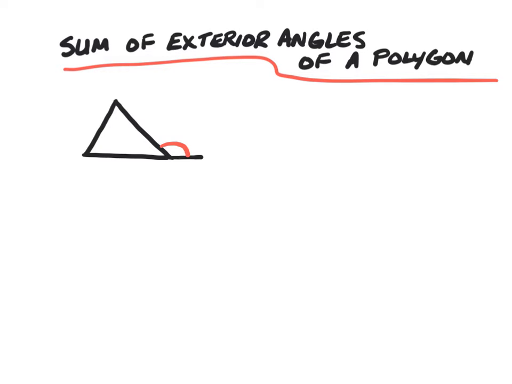So I can draw three exterior angles in a triangle. I want to use the same color here. And let's just go. So I have three exterior angles. And the question is, what do those exterior angles add to? What's the sum? Okay, well, I'm going to do a quick numerical example here. Let's say that this is a 60-degree angle.